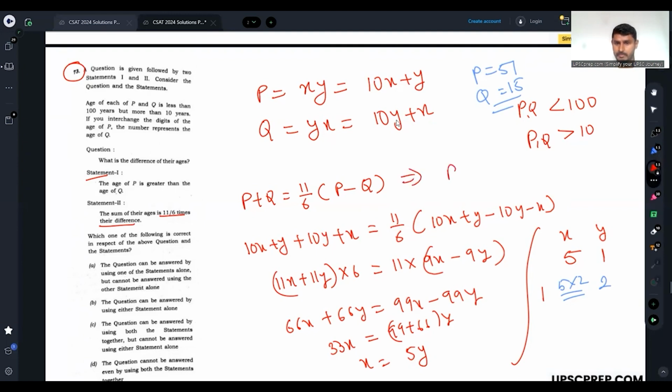Okay, so what if I make this equation P plus Q equal to 11 by 6 times Q minus P? Now I have made Q greater than P. So in this case, P will be equal to 15 and Q will be equal to 51, right? But their difference will be the same. The difference is basically the bigger number minus the lower number. So the difference is always going to be 51 minus 15. It doesn't matter who is greater and who is lesser, right? So even if you don't use statement 1, you can answer the question by using statement 2. Option A will be the correct answer in this case.